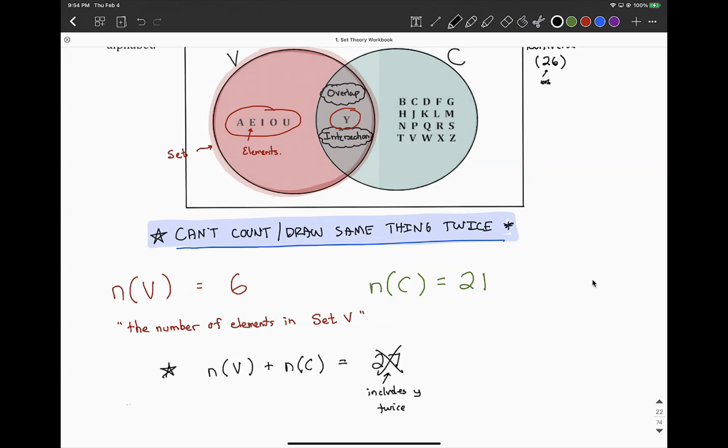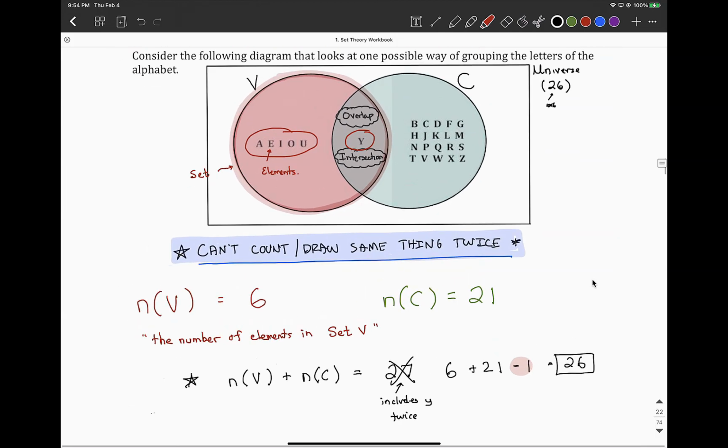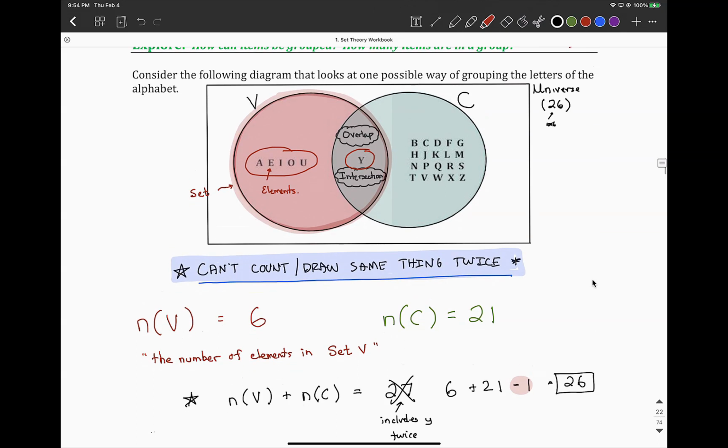If you were to show your work, you would have to say that there's 6 in the N of V plus the 21 in the N of C, but we counted the Y twice, so it brings us back down to 26. And whether you subtract 1 or whether you just take that into account when you're adding in the first place, it's up to you how you organize yourself, because it's like a puzzle. You just have to understand the rules of the game in order to make good decisions. And even though I'm getting you to add up all these things, I'm really just, in theory, asking you to take the total of these sets.